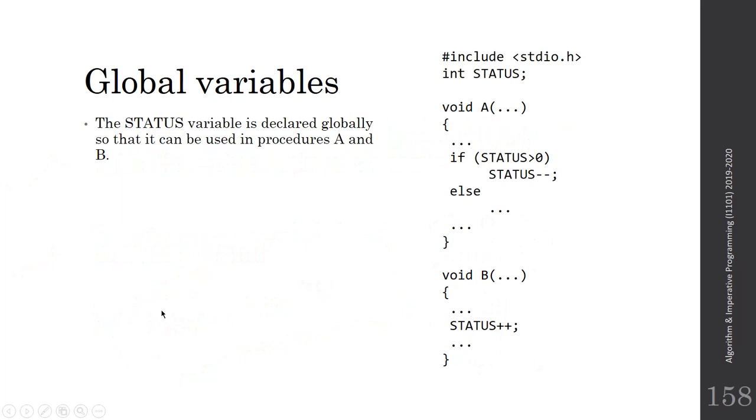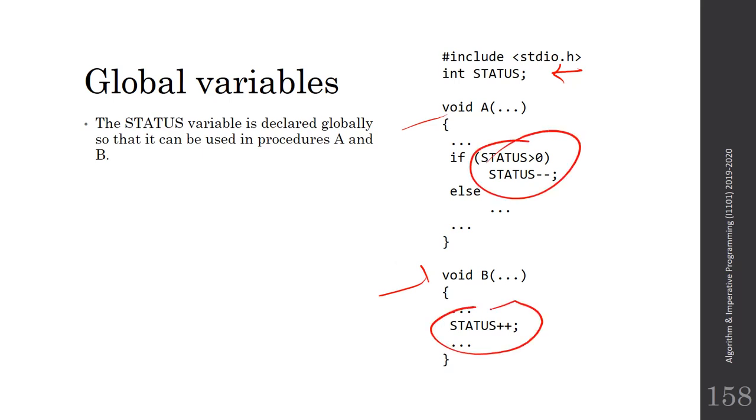So just an example here, I have the variable status. It's a global variable, it's not a constant because it could be modified. We have here the void A and void B. We have two functions that are using the status. One is decrementing status and one is incrementing status. So it's possible to use that.